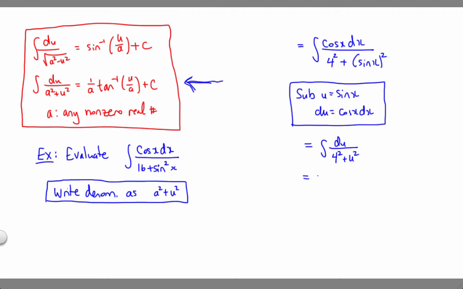So applying this formula, we're getting 1/4 arctan of u over 4 plus a constant, and final thing we need to do is just go back to our original variable. So instead of writing u, we'll write sine x. And there we have our final answer.